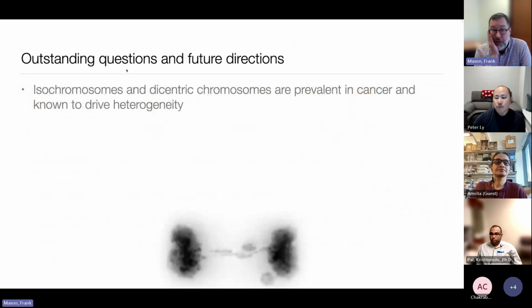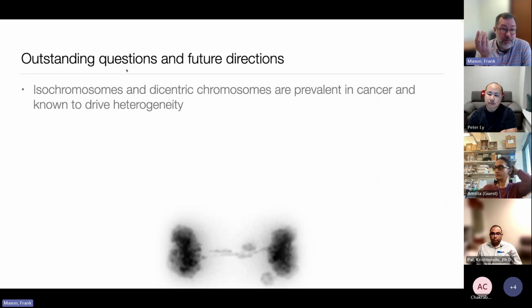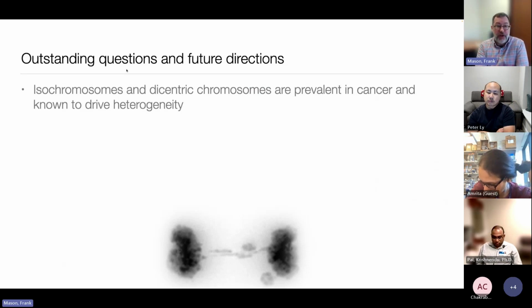And so, the things that we're really interested in going forward is trying to understand more about how these isochromosomes form. So we know that isochromosomes and dicentric chromosomes are prevalent in cancer and a number of genetic disorders, and they're known to drive subclonal heterogeneity, but to date there hasn't really been a good mechanism to induce their generation. And so we're excited to potentially use SETD2 loss as a tool to try to understand, one, what causes the formation of these isochromosomes, and then two, what are their consequences.